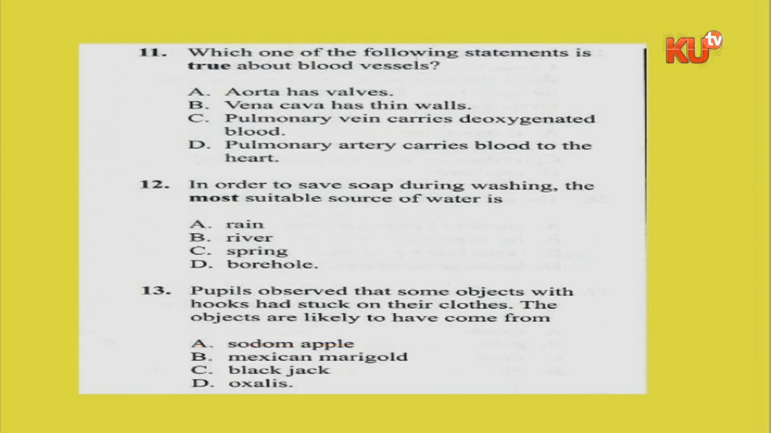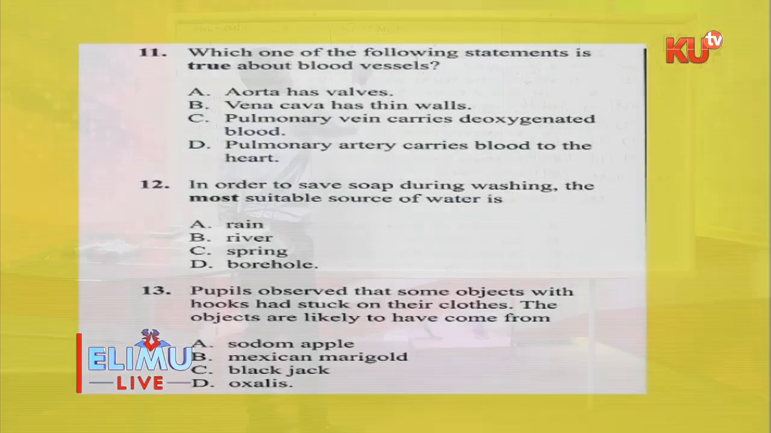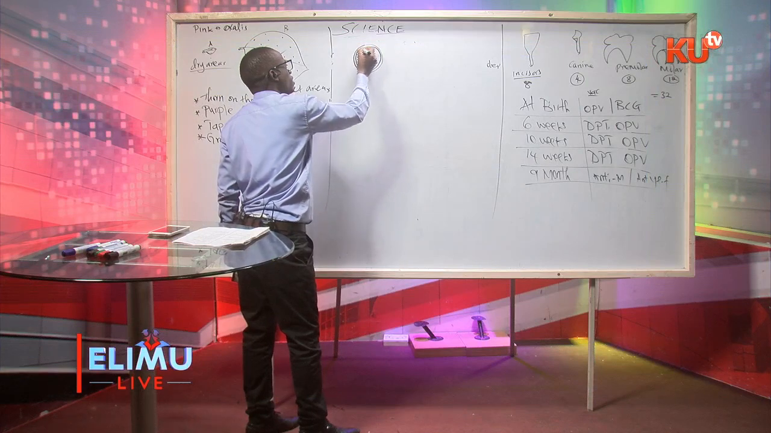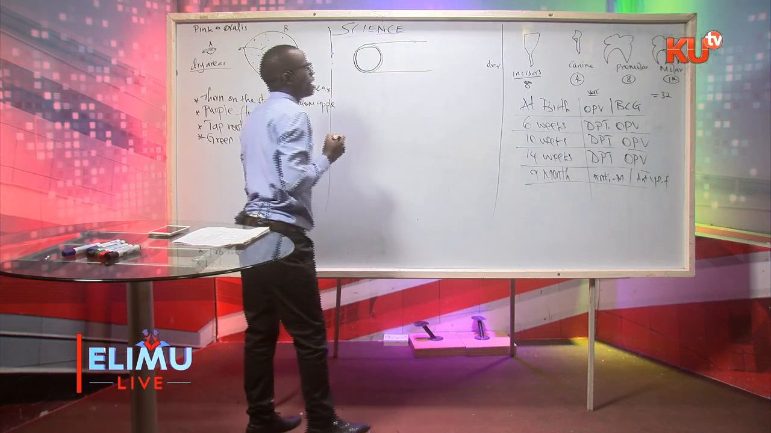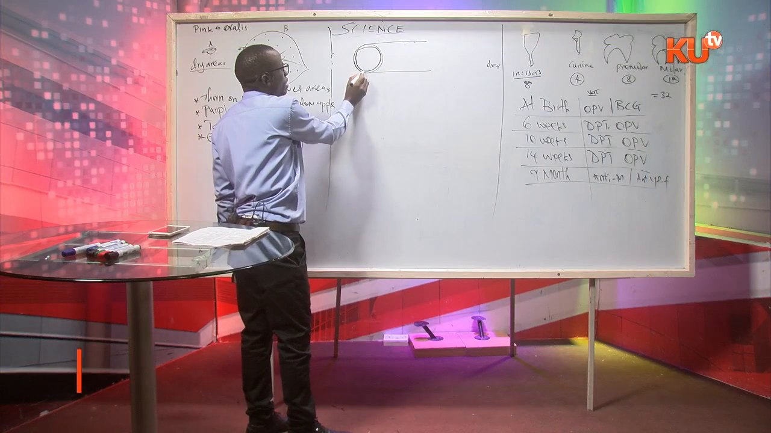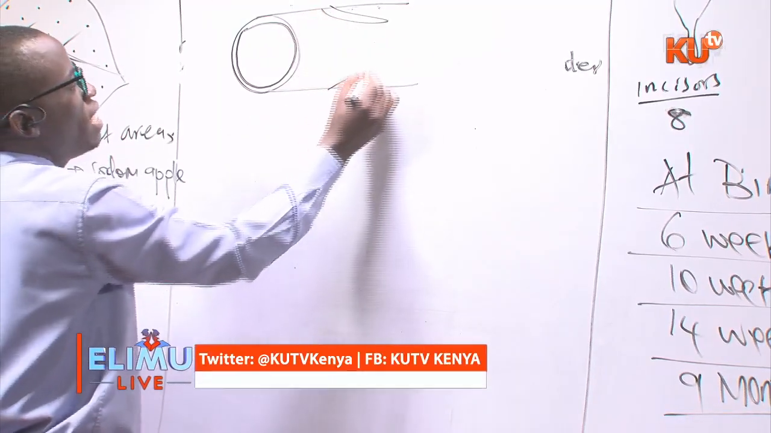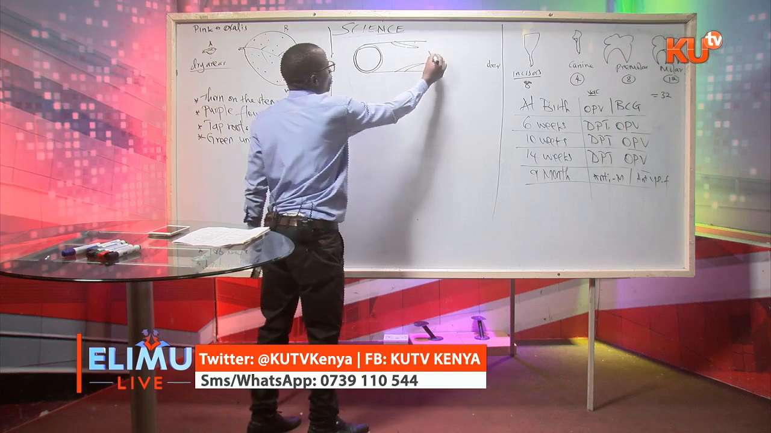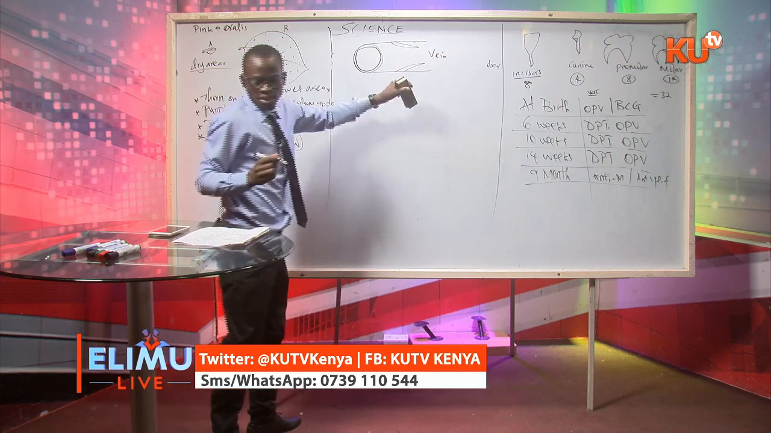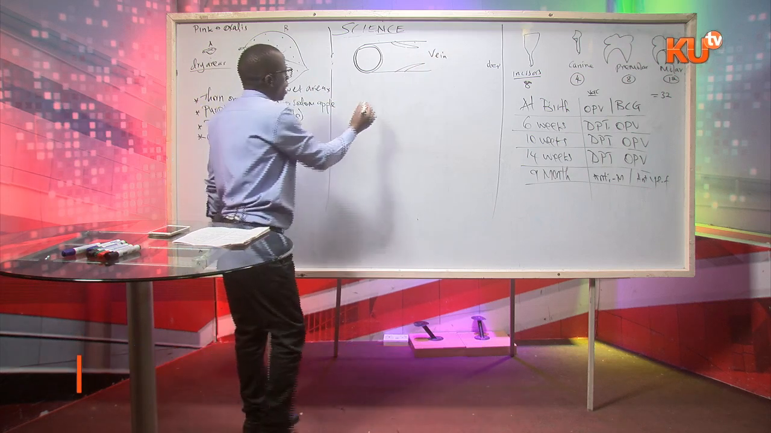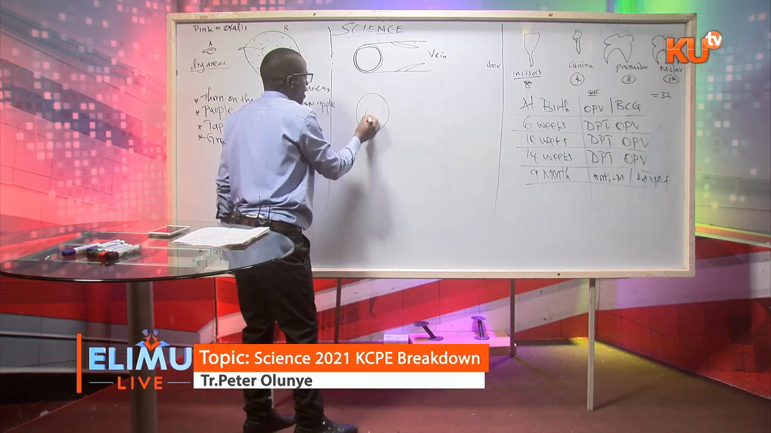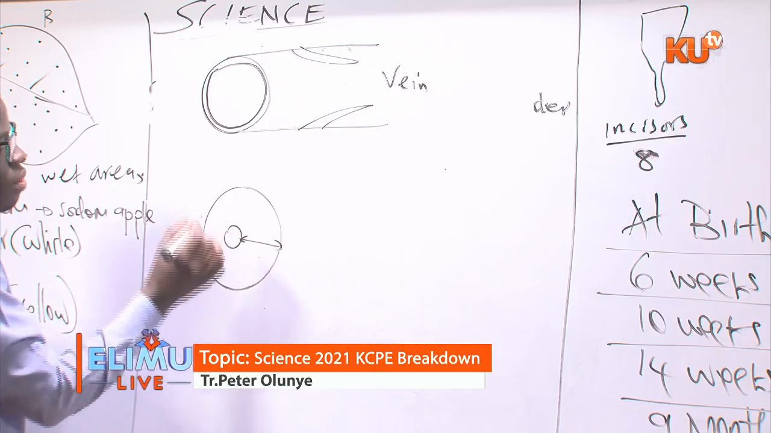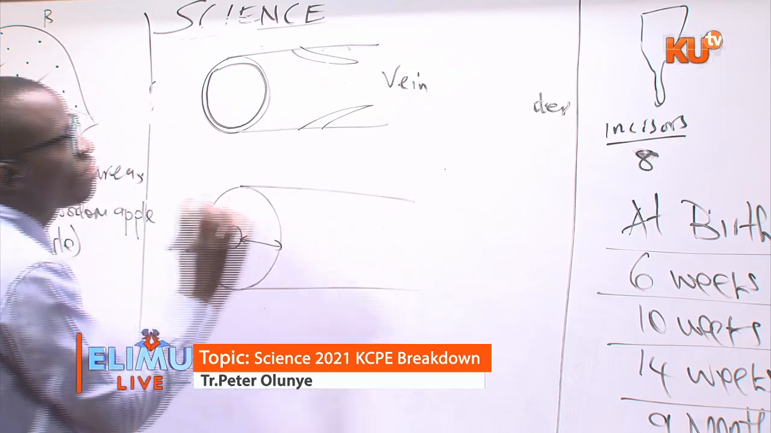If I draw the vena cava, boys and girls, if I happen to draw the two, the first drawing I have is the vena cava. So that is my vena cava, because look at the wall. The wall is very thin, and also veins have valves. So this one is a vein. So the veins, they have the valves. But let's look at the artery also. The arteries, they have thick walls, not the thinner one. And remember, arteries don't have valves.